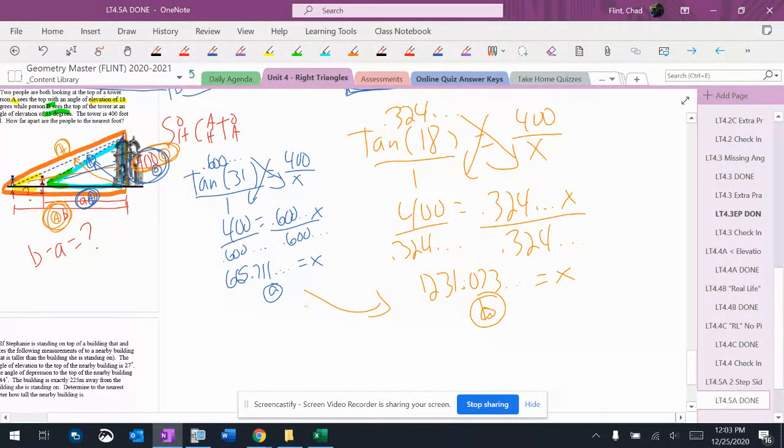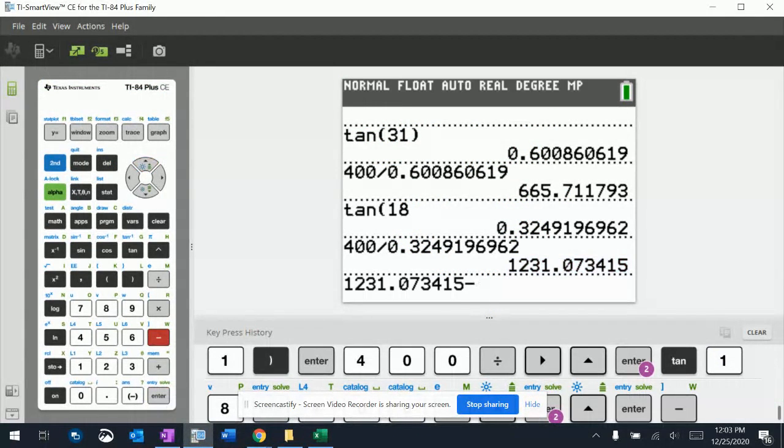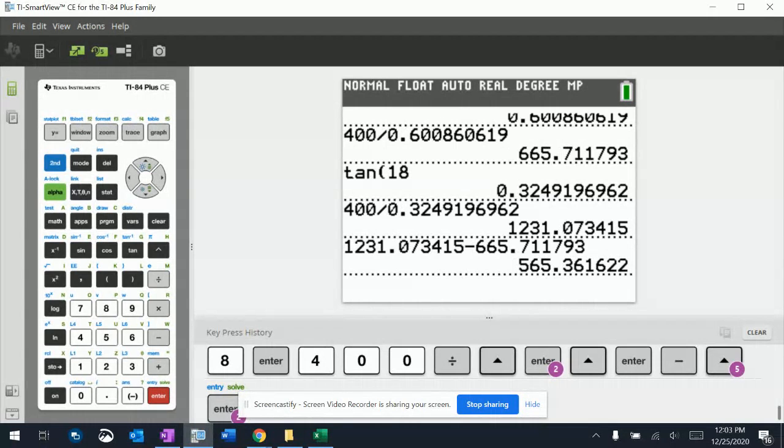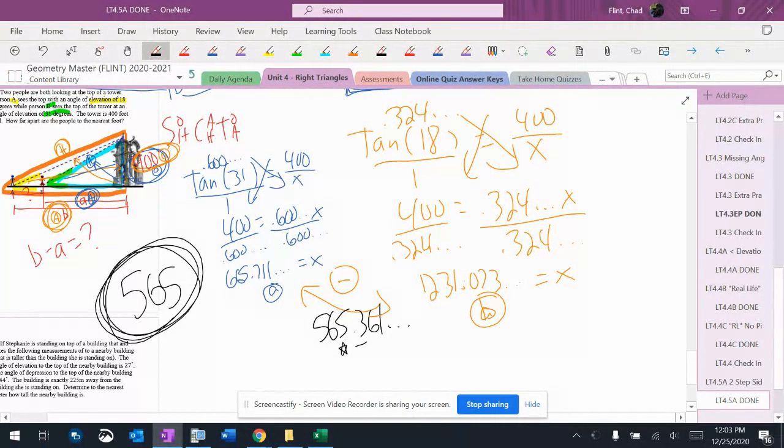And then we said we were going to subtract these two to get our final answer. That one minus that one gives 565.365. And it says nearest foot, so that means round off to the ones place. So it looks to me like this is going to be 565.